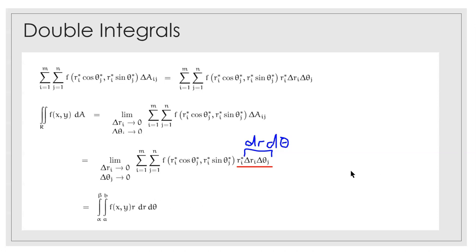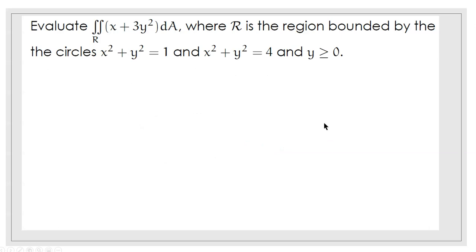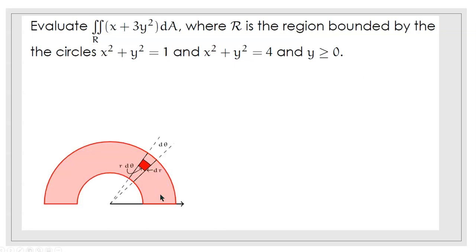Let's look at an example. Suppose I want to evaluate the integral of x plus 3y squared over the region R. R is bounded by the circles x squared plus y squared equal to 1 and x squared plus y squared equal to 4, and y is greater than or equal to 0. So checking out what that actually looks like, we have this half a washer. I went ahead and drew my little subsection there so you can keep that in mind.